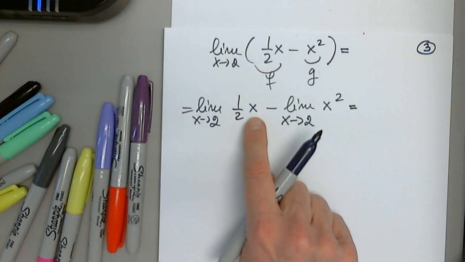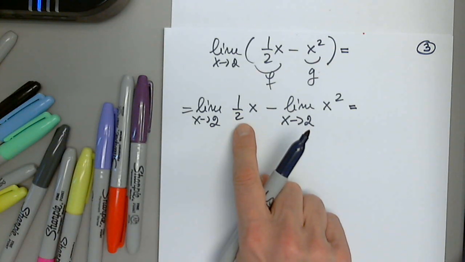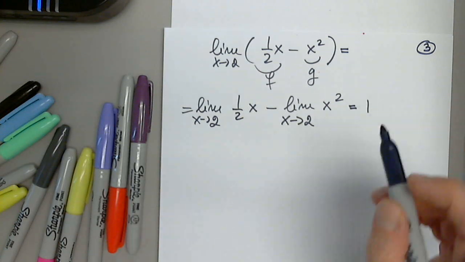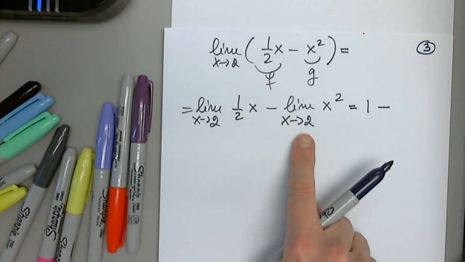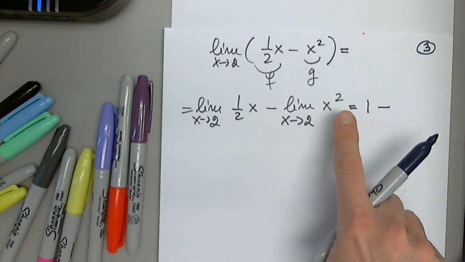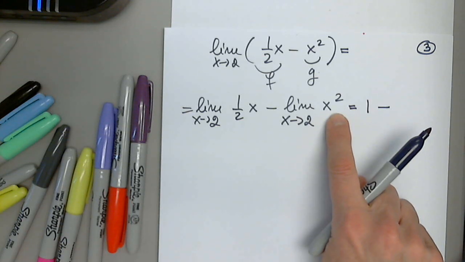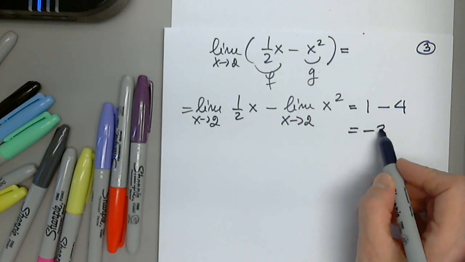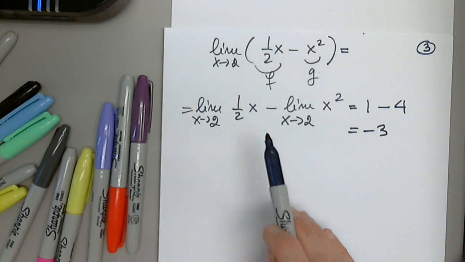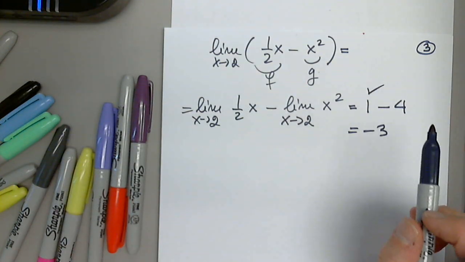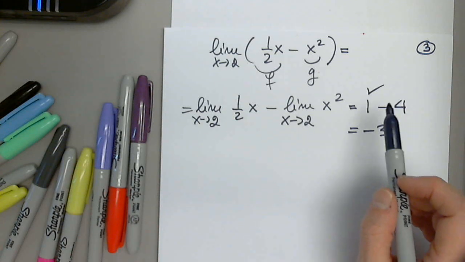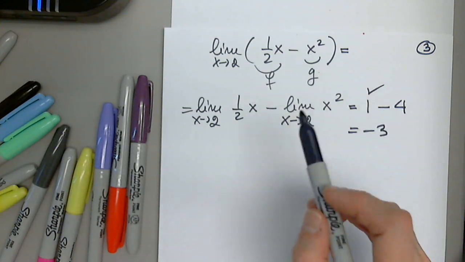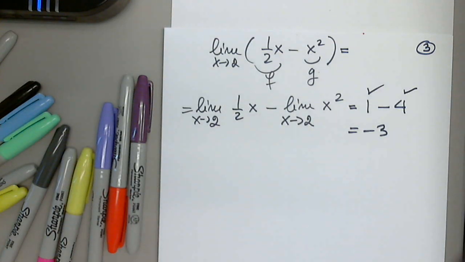Right? When x approaches 2 from either side, the function will approach 2 times 1/2, which is 1, minus, as x approaches 2 from either side, where will x squared go? 4. So how much is 1 minus 4? -3. We were able to apply the limit law because this limit exists and is this number, and this limit exists and is this number. Otherwise, we can't.